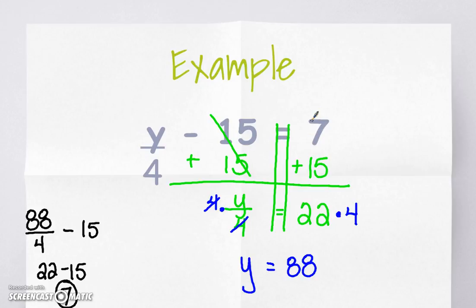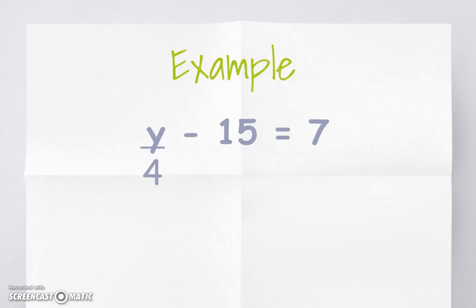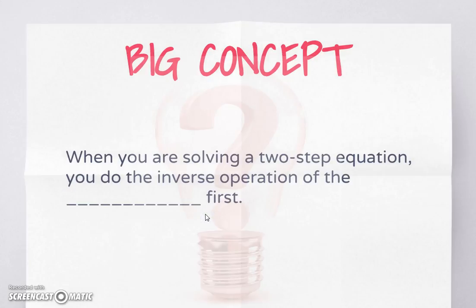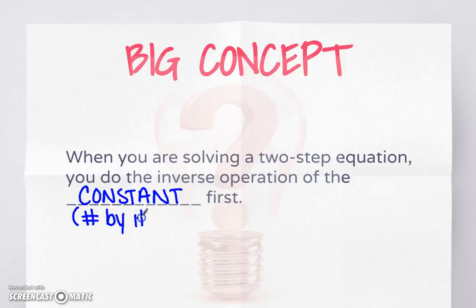So I hope that you understood what I just went over, and the big idea here, the major concept that we want to get out of this is that when you are solving a two-step equation, you do the inverse operation of the blank first. Hopefully you can fill in that blank without me, but I will help you to remember, so that way you have it for your notes. When you are solving a two-step equation, you do the inverse operation of the constant first, and again, the constant is the number by itself.